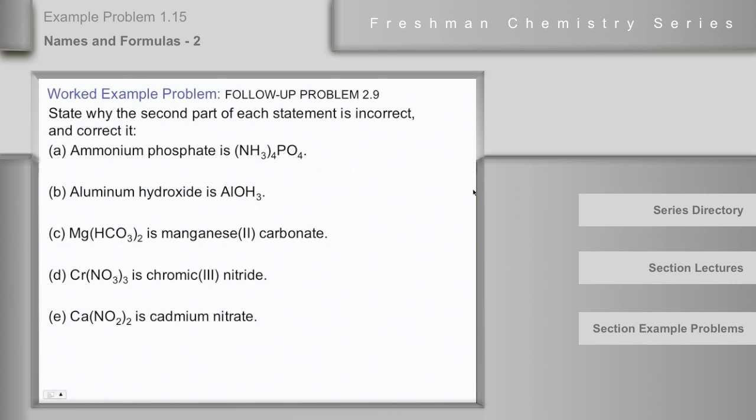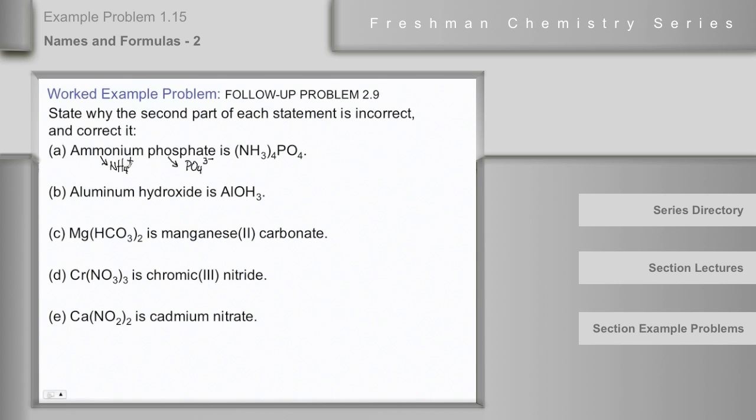So if we look at choice A, it is ammonium phosphate, and the statement is that ammonium phosphate is NH3 taken 4 times PO4. Let's investigate this. First of all, the ammonium ion is NH4 plus, according to the tables that I hope you've learned by now. And the phosphate ion is PO4 with 3 negative charges.